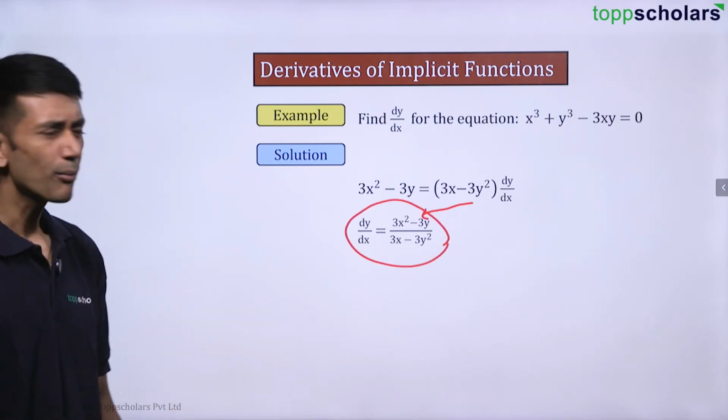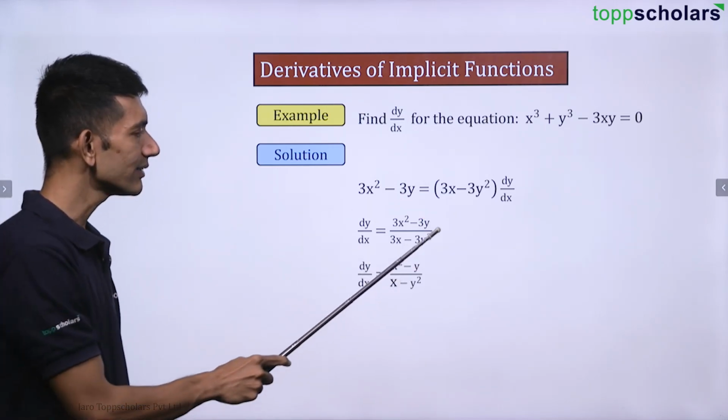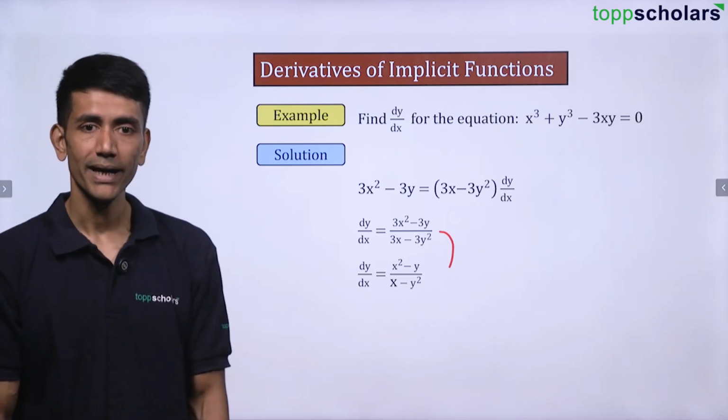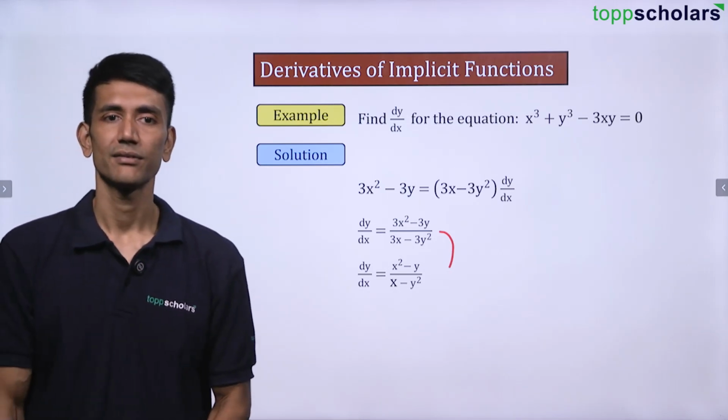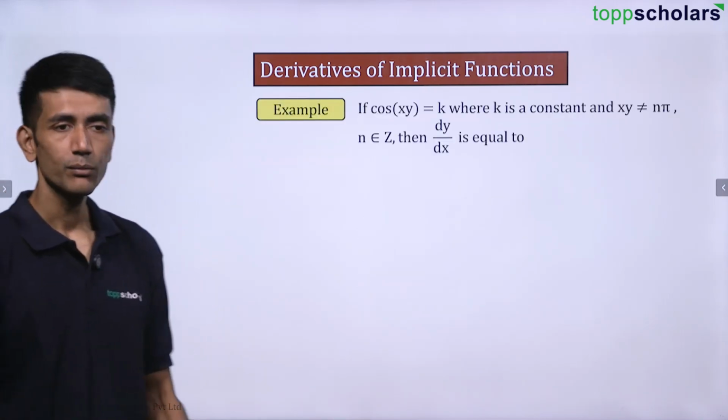If you want to take 3 common, you can take 3 common from the numerator and the denominator. Once you take 3 common, 3 gets cancelled. You get x square minus y by x minus y square. That is your final answer. I hope this is clear to all of you. Let us see one more example.